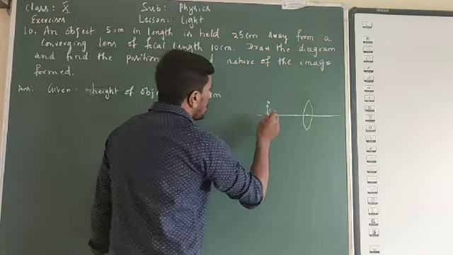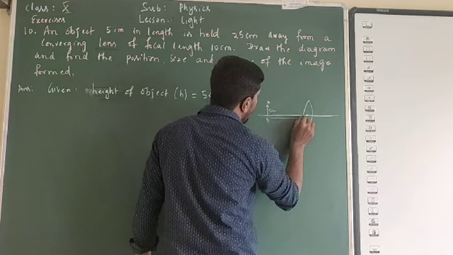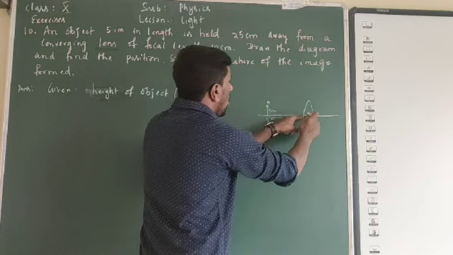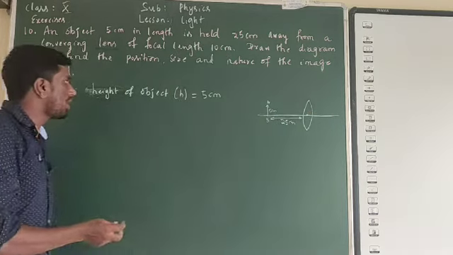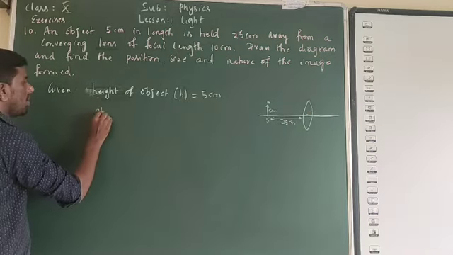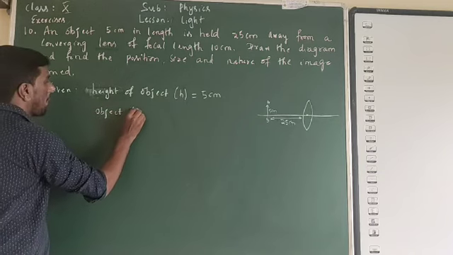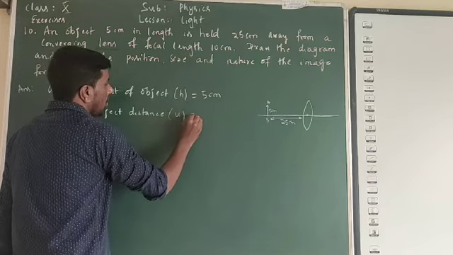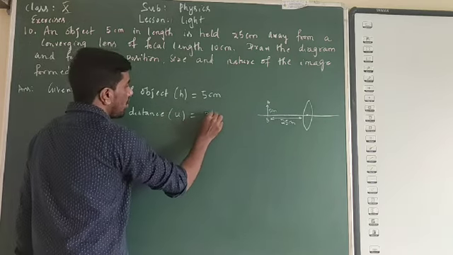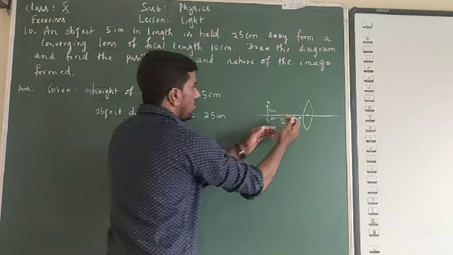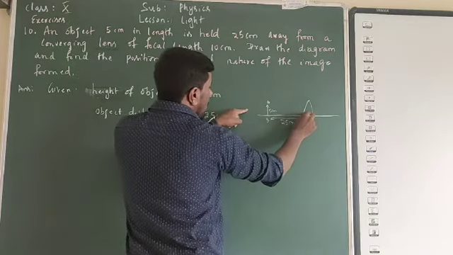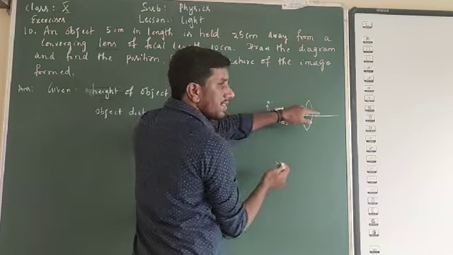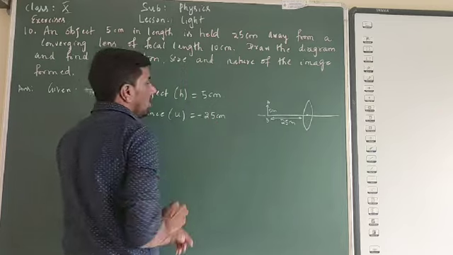The object is held 25 cm away from the converging lens. So the object distance is 25 cm. The object distance will be denoted by u, that is 25 centimeter. You can observe that the object is kept on the negative x-axis, so the distance will be negative.